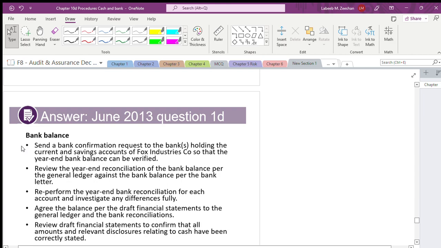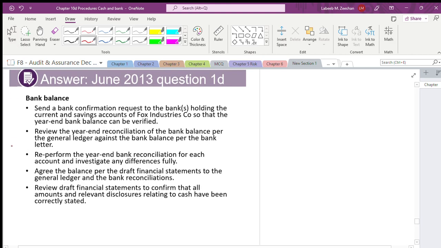What it says, what are the procedures? As simple as that. We are putting that into the send a bank confirmation request, to the bank holding savings accounts and fixed deposits, so that the year-end bank balance can be verified. Is it right?